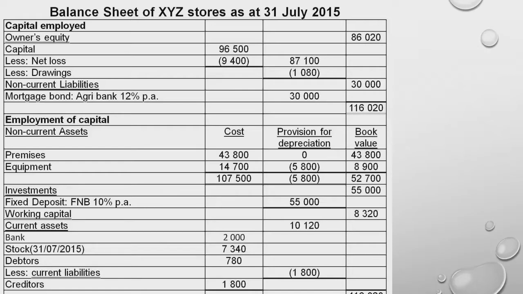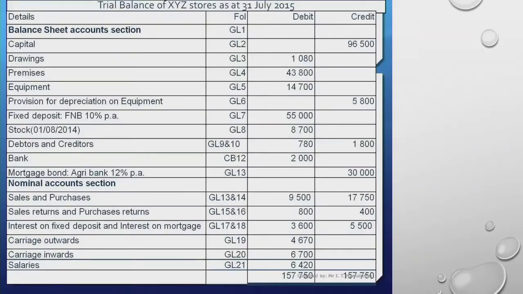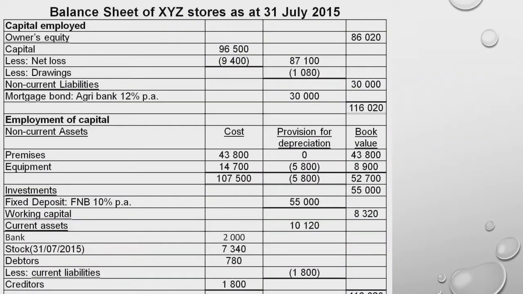We have premises, we have equipment, and then the cost, the figures are there, and the depreciation subtracted, then we get the book value. And later we came down to 55,000. And then we added investment. The investment was given here. Where is the investment of 55,000 coming from? The investment of fixed deposit FNB, Namibia. So then we have an investment.